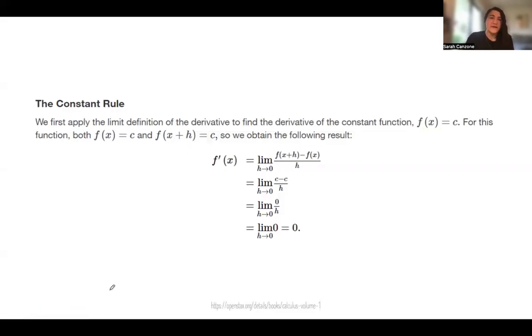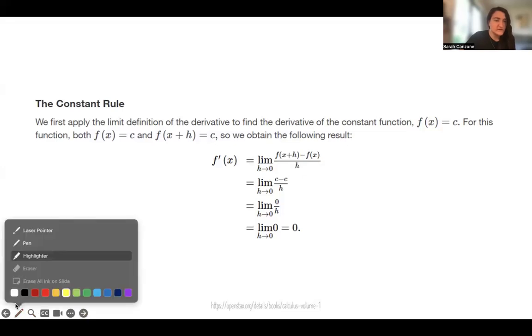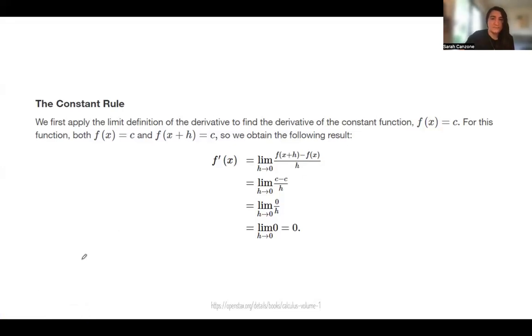First of all, we have this idea called the constant rule. I probably won't use it by name, but we do have this idea that if you have some function f of x equals c for c some constant, then your derivative is 0.